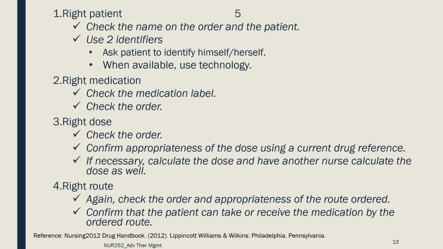Look at the label on the medication, as well as the medication name on the order, generic versus trade name. You are looking at the medication order to confirm the dosage. Is it an appropriate dose, and do you need to recalculate for confirmation? Is the route appropriate for the medication, dosage, frequency, and so forth?